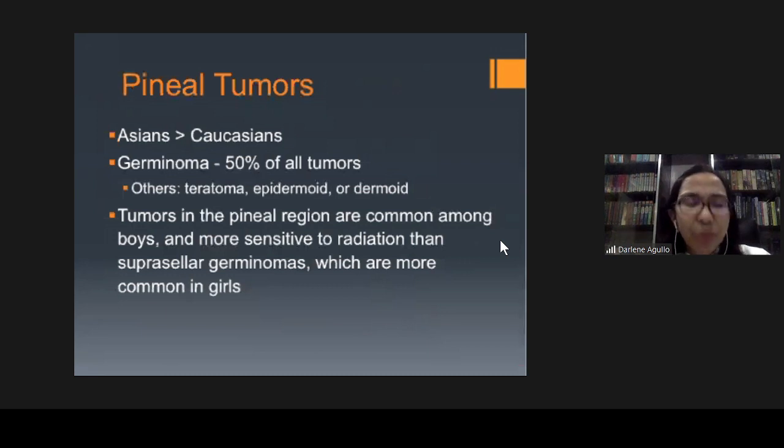Then pineal tumors. We go to pineal tumors. They are more common in Asians than in Caucasians. Germinoma represents 50% of all tumors in this region. But you may also see teratoma, epidermoid, or dermoid. Tumors in the pineal region are common among boys and are more sensitive to radiation than suprasellar germinomas, which are more common in girls.